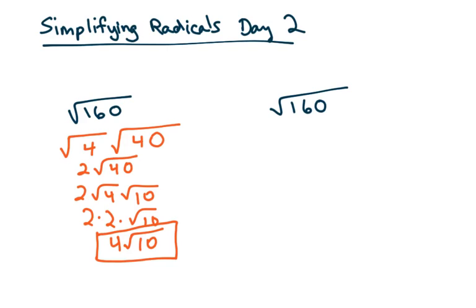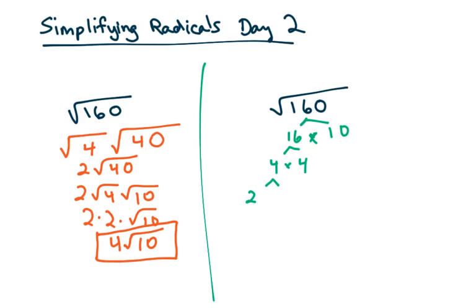Now I'm going to show you an alternate method. You may like it, you may not, it doesn't matter. You could use it if you like. So the square root of 160. You could do this with a factor tree. So 160 is 16 times 10. And then 16 is 4 times 4. And then 4 is 2 times 2, 2 times 2, and 10 is 2 times 5. So you break it down into the prime factors. You probably did this a long time ago.